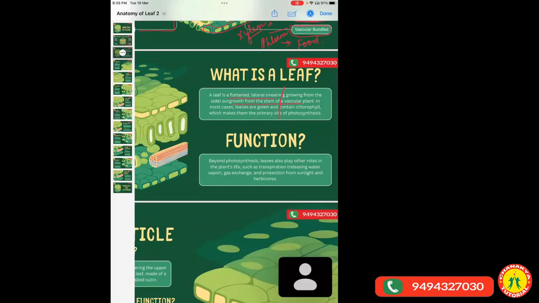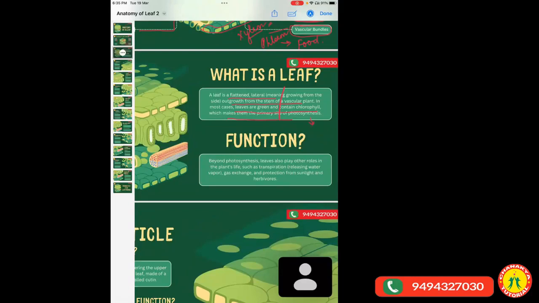So we talk about the plants. From the plant, what happens? They will be coming out. In most cases, leaves are green and contain chlorophyll. So we know very well that mostly leaves will be green in color, and they are the primary site of photosynthesis.